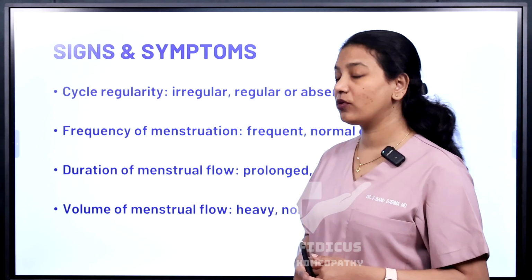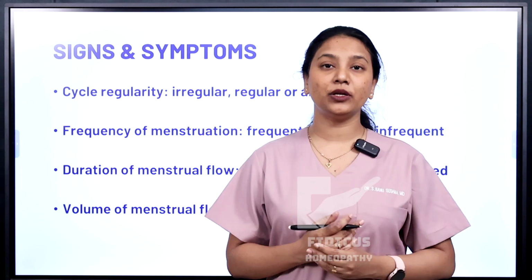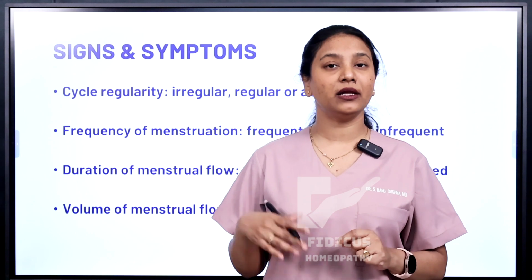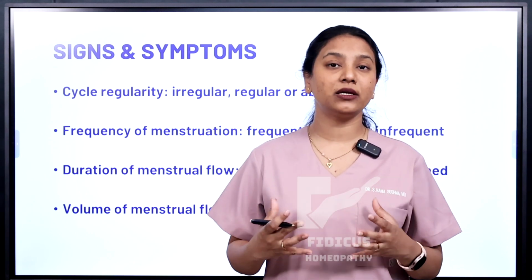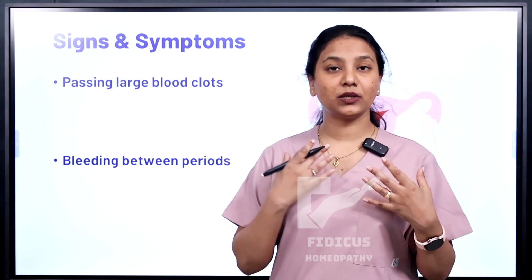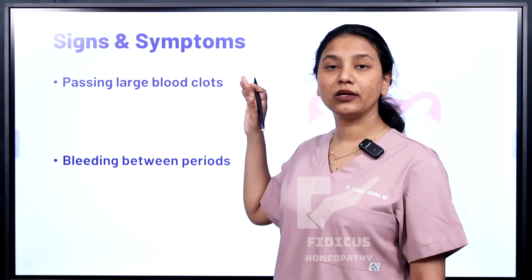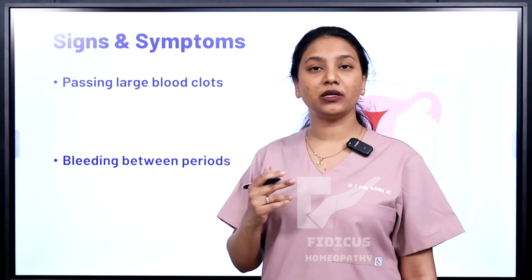Volume of menstrual flow. Even if you're suffering from abnormal uterine bleeding and there is spotting, that is very little blood, then that will also come under AUB. More amount of blood, even in 2-3 days, will also come under AUB. And the other thing that will come under AUB is the passing of large blood clots, and also bleeding between the periods.